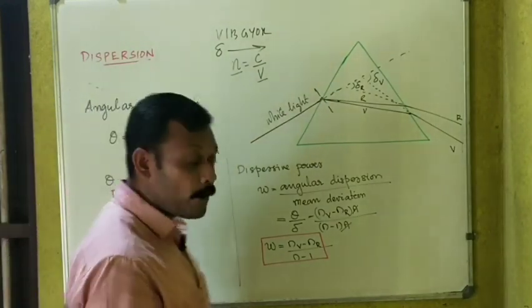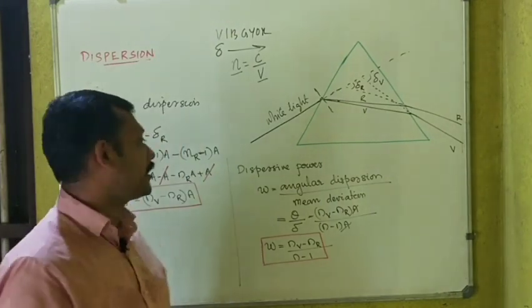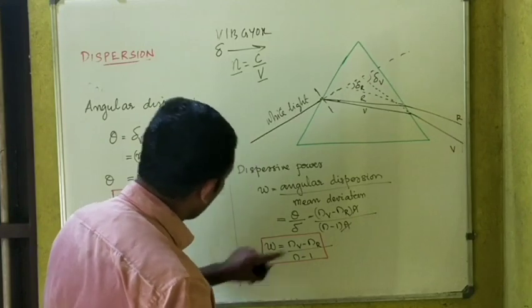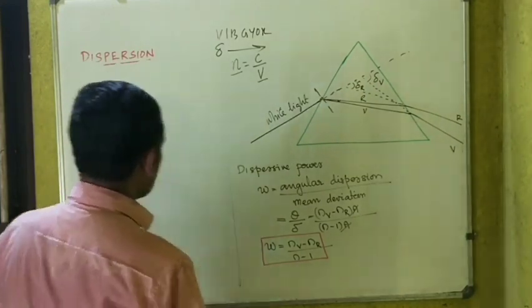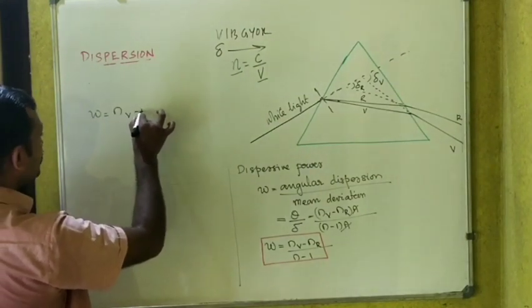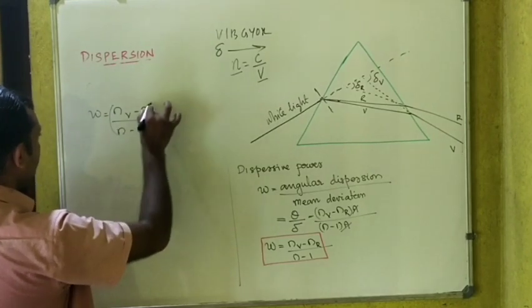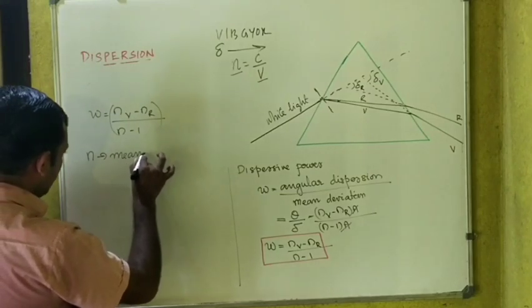More importantly, you have to understand that omega is a dimensionless quantity. Omega has no dimension. So this is the expression for dispersive power. I will write it again here: omega is equal to NV minus NR divided by N minus 1. What is N? N is the mean refractive index.